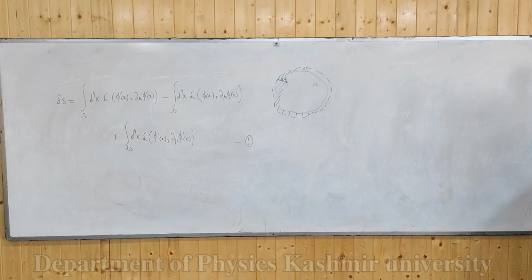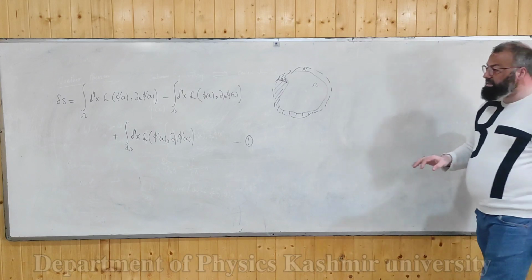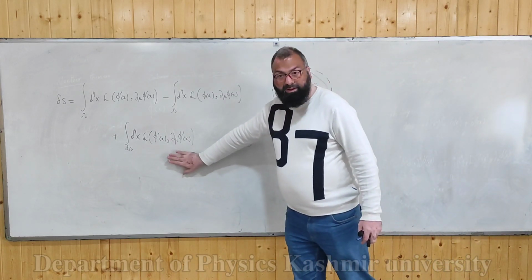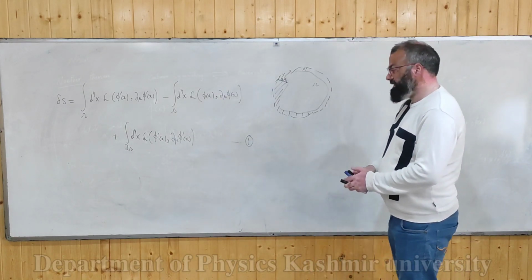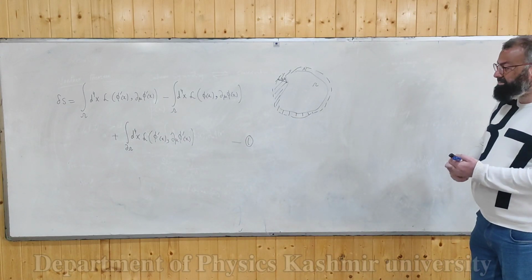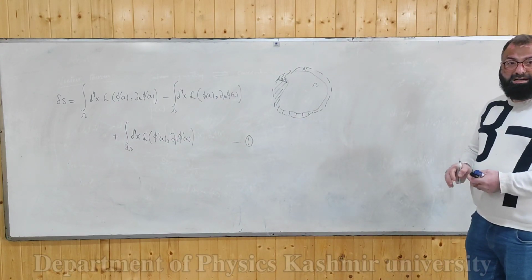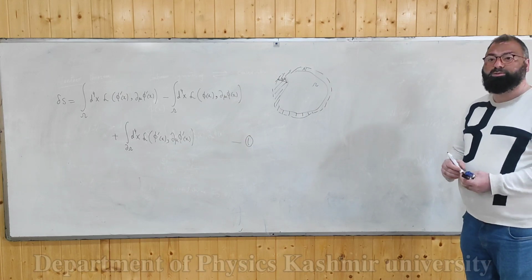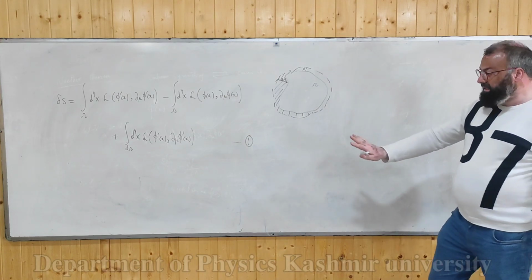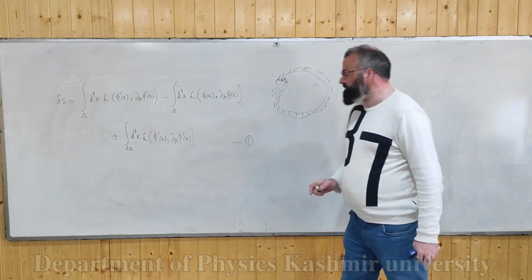So let's rewrite this very term first. So let's rewrite it. You have this partial omega. Now let's figure out how large this omega is, what this partial omega represents. Let's look at this very term carefully.